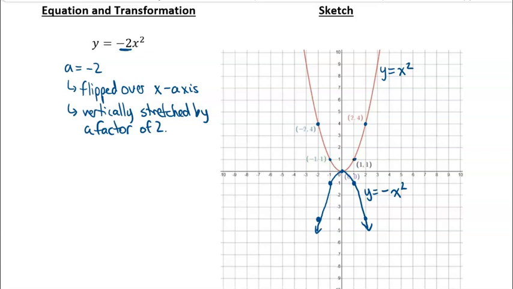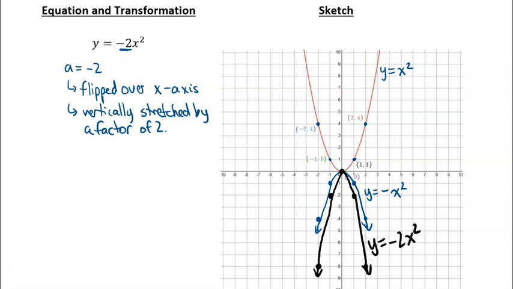So if I start at the far left point again, it is down at negative 4. If I multiply that by 2, it comes down to negative 8. If I multiply the next point, which is at negative 1, by 2, that becomes negative 2. 0 times 2 is still 0. Negative 1 times 2 gives me negative 2. And then negative 4 times 2 gives me negative 8. Now I can draw my curve through all those points, and this is the curve y equals negative 2x squared.